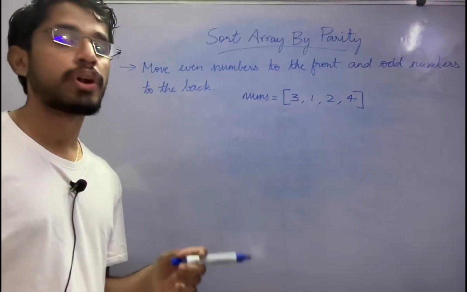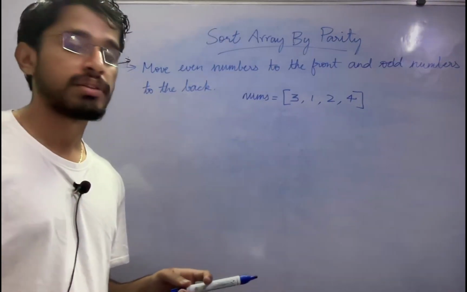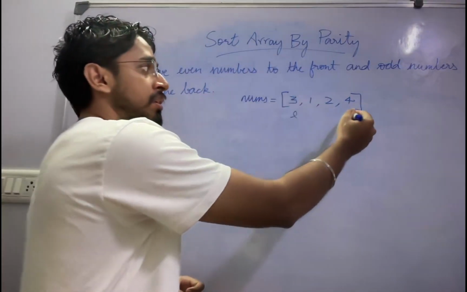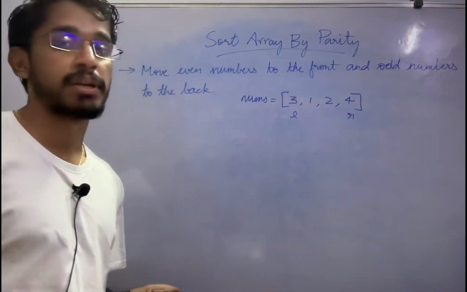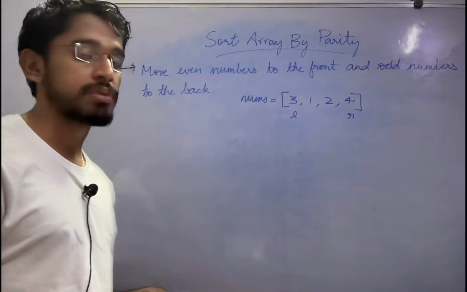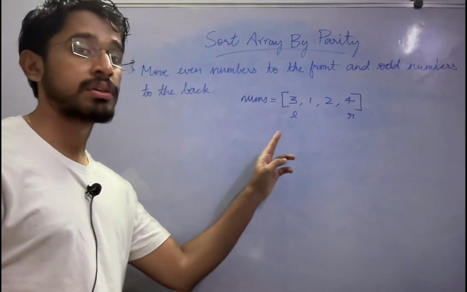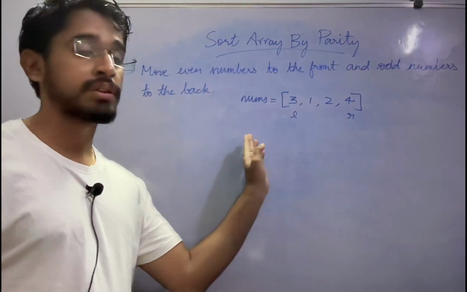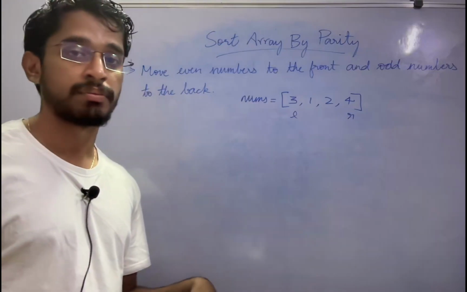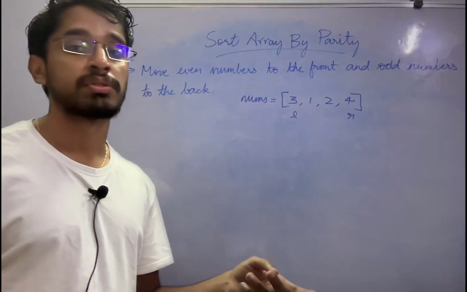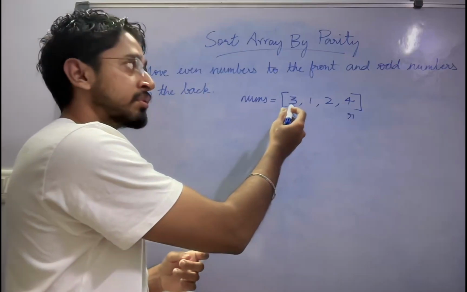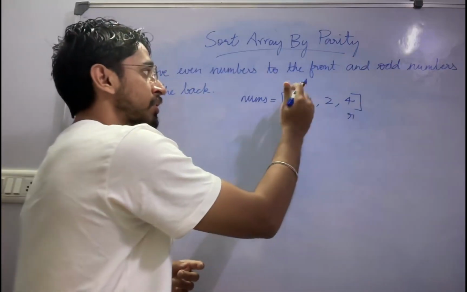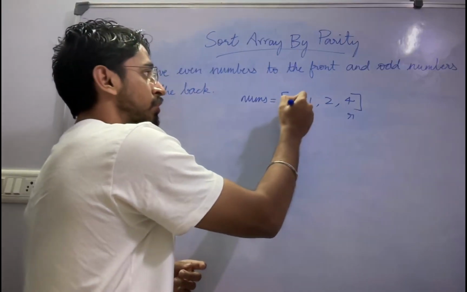So we can create two pointers, left and right. The left will be at the start of the array and the right pointer will be at the end of the array, pointing to the last element. What we need to do now is check if the value at left is even and the value at right is odd. In this case both conditions are not satisfied, so we swap the two elements. Left is not even and right is not odd, so we swap these two elements, and it would become 4, 1, 2 and 3.